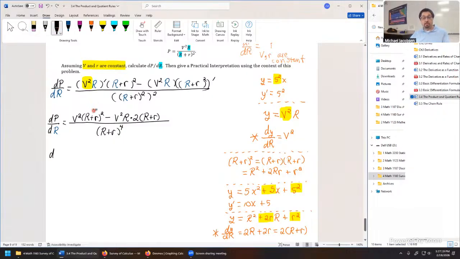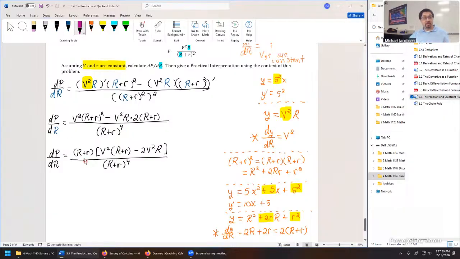Actually factor out the greatest common factor, which is R plus lowercase r to power 1. We would get dP/dR equals R plus lowercase r. When we factor it out, this exponent drops to power 1. So this is just v squared times R plus r minus 2v squared R. It cancels out of here entirely. And in the denominator, still R plus lowercase r to power 4.